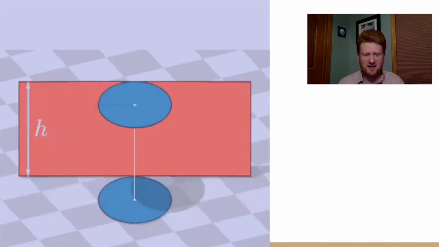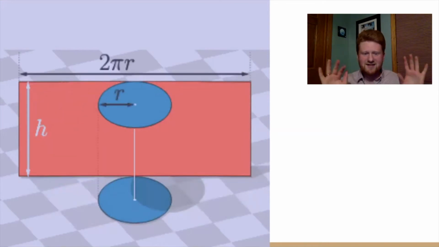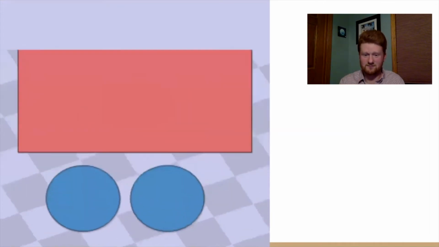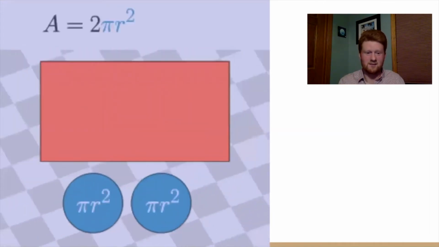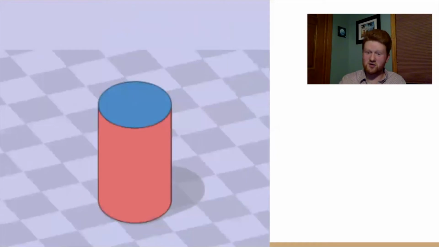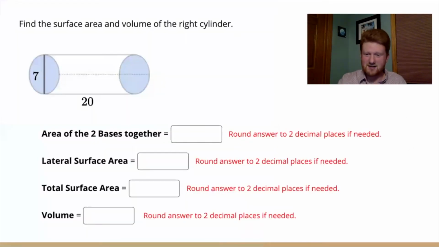Unrolling out to a rectangle, and if we roll it back, that top side of the rectangle matches the circumference exactly. So it's actually pretty doable to find the surface area because we only need to find the area of 3 shapes, 2 circles and a rectangle. And I know you know how to find the area of those shapes. All right, so let's get right back into this.